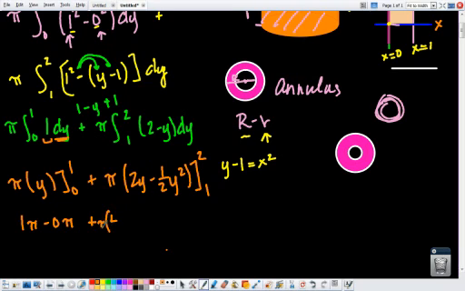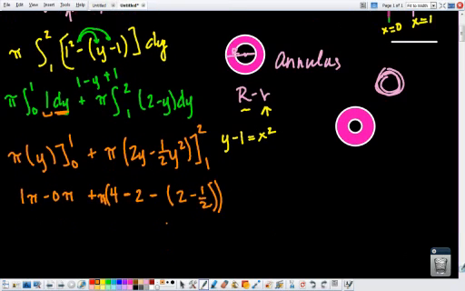Plus, I'm going to go ahead and put 2 in here, leaving pi out front for now. So I end up with 4 minus 2 squared is 4, divided by 2 is 2, so minus 2. Minus, no, I'm plugging 1 in. 2 times 1 is 2. Negative half times 1 squared is minus half. Alright, so now I can go ahead and simplify.